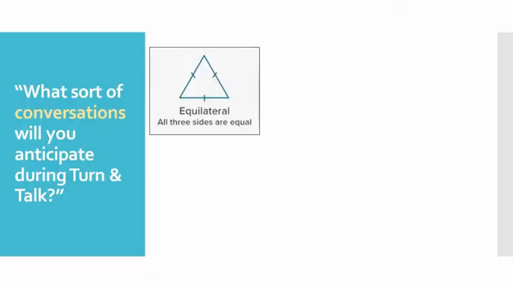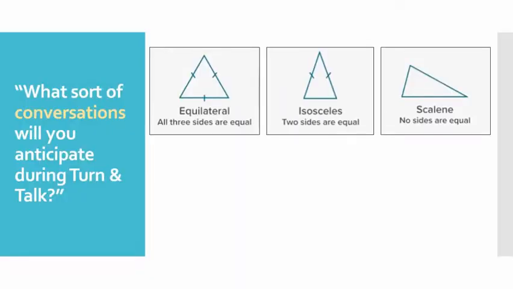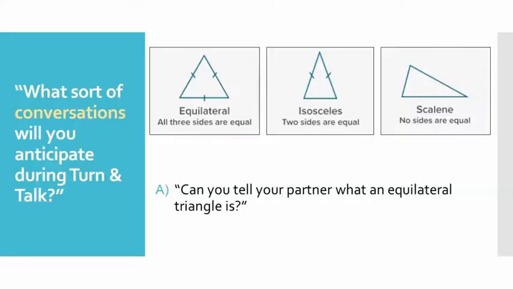Let's say that your students just learned about 3 kinds of triangles by size: equilateral, isosceles, and scalene triangles. Now, you'd like your students to review what they just learned about these triangles by doing Turn and Talk. A teacher may pose a prompt like this. Can you tell your partner what an equilateral triangle is? This is a very appropriate prompt to review what they just learned in the lesson.